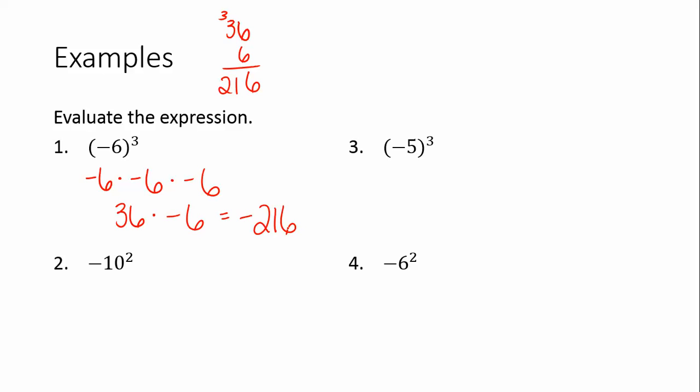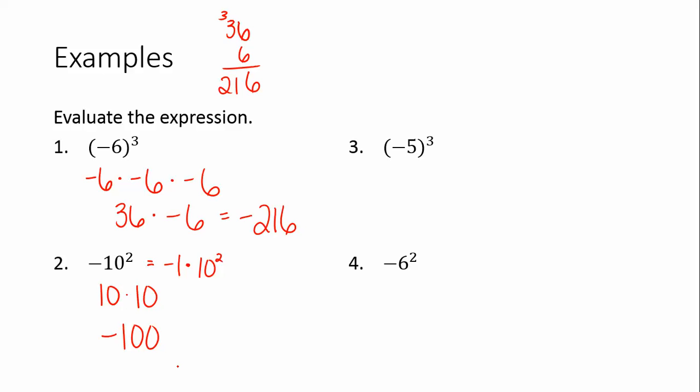Number 2, we have negative 10 squared. Now the negative is not in parentheses, so the number that we're multiplying twice is just 10. 10 times 10 is 100. But we can't just ignore this negative. Now we're going to bring it out in front. You can think of this as being negative 1 times 10 squared. So you do the 10 squared and get 100. When we multiply it by negative 1, you get negative 100.